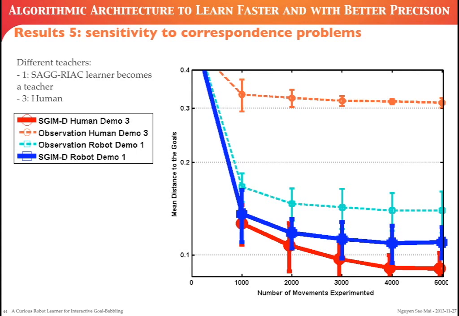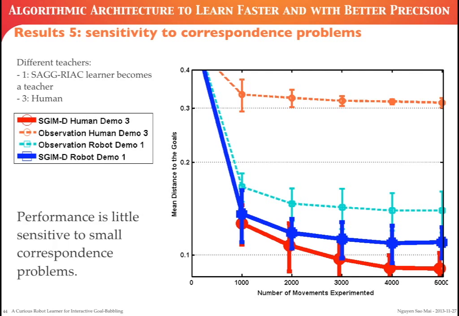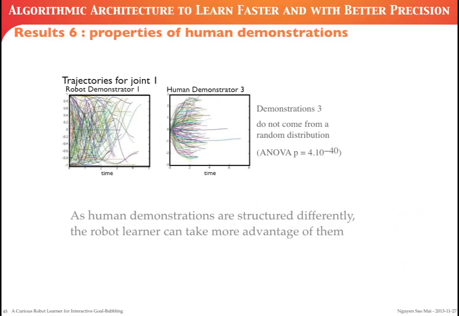So this means that performance is little sensitive to small correspondence problems in some measures, but also we wanted to investigate why teacher three would be better than teacher one in this case. So we tried to look at the human demonstrations as such, and we plotted here the joint angles with respect to time for each of those demonstrations.